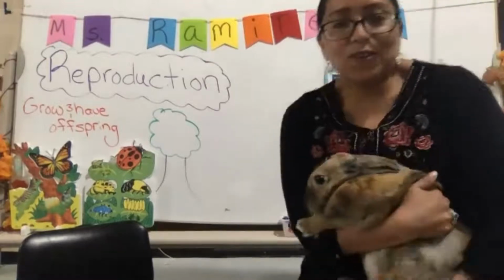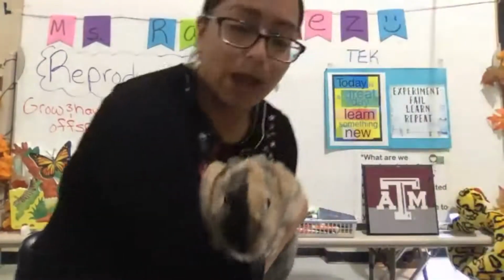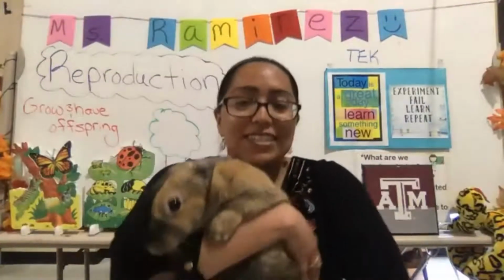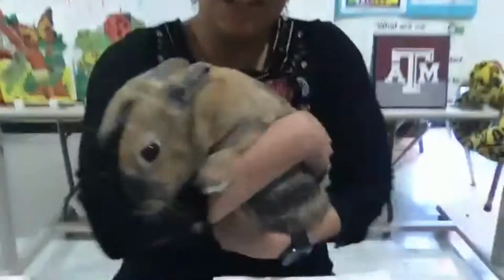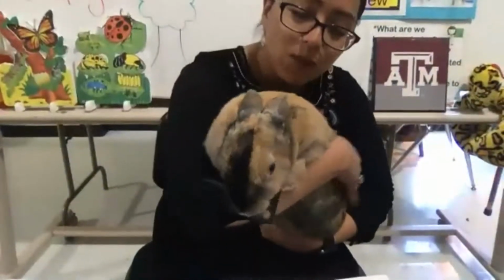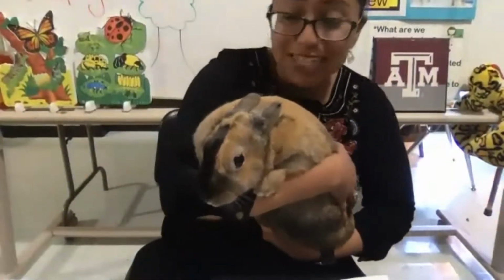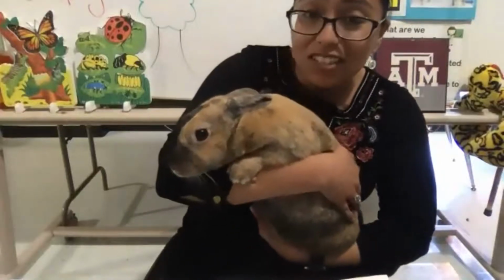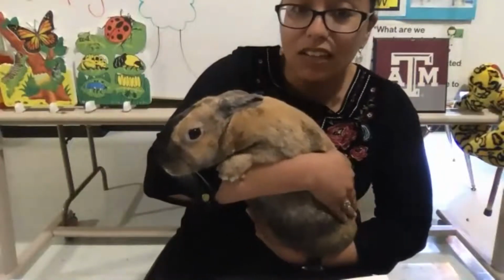Okay, so this is the rabbit. Her name is Mochi, and she is a living thing. So you learned about living things earlier. What are some ways that we can tell that Mochi is a living thing? So think about, what does she need since she's a living thing, and how can we tell that she's alive?